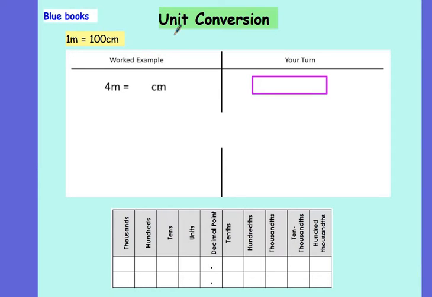Okay, Year 9, dark blue books, can I have title unit conversion please? And underneath, can you write 1 metre equals 100 centimetres? Then pens down, I'm going to go through an example and then you're going to do an example. So here, I've been told that I need to convert 4 metres into centimetres. And I know that 1 metre is 100 centimetres. So to convert 4 metres, I'm going to do it in my place value table, into centimetres, I need to multiply that 4 by 100. So it's going to give me 400 centimetres.